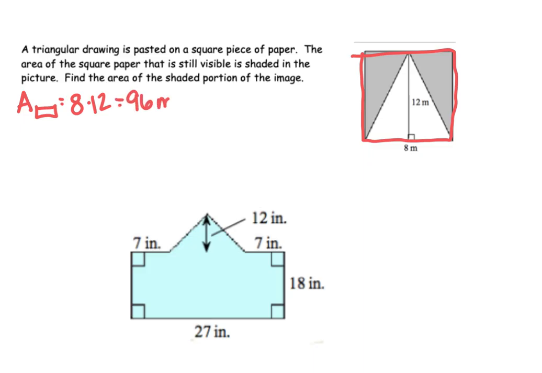96 square meters. And then we're going to find the area of the triangle, which has that right angle here. So base of 8, height of 12, but this time we're dividing by 2 because it is a triangle. So that gives us an area of 48 square meters.